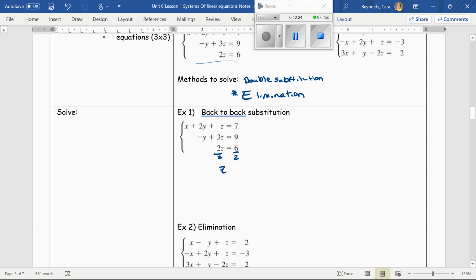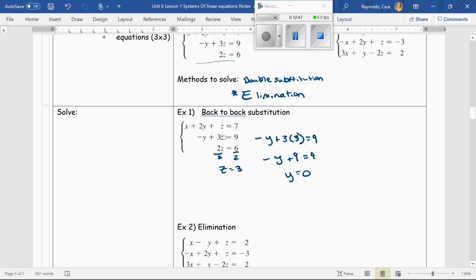And so if you're using back-to-back substitution here, that's because we have an equation that we can solve right away. Z is equal to 3. And so I'm going to take that 3 and plug it into this next equation up. Negative y plus 3 times 3 equals 9. Negative y plus 9 equals 9. So y equals 0. Subtract that over, divide by negative 1.